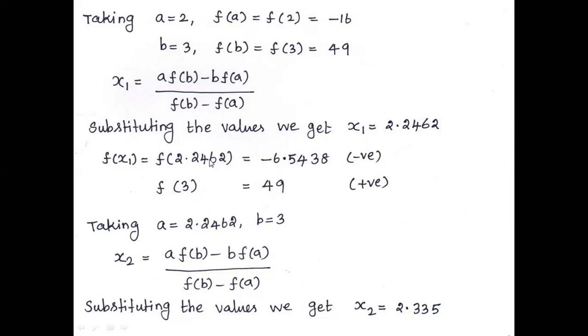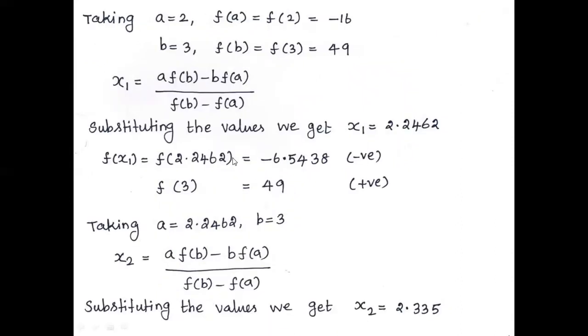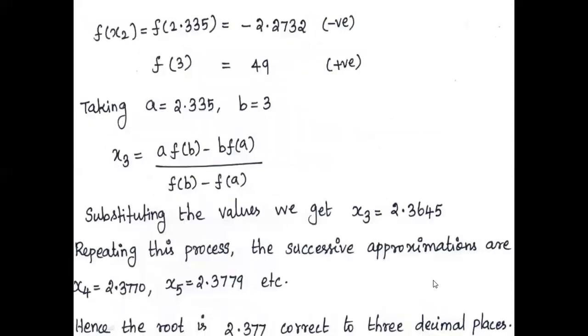Now calculate f of x1, that is f of 2.2462. Substituting in f of x, that is x power 4 minus 32, we get minus 6.5438, that is a negative value. Now we need to choose it with the positive. f of 3 is positive, therefore we consider f of 3, that is 49, as a positive value. Now taking a is equal to 2.2462 and b is equal to 3, substituting in the formula, we get x2 is equal to 2.335.